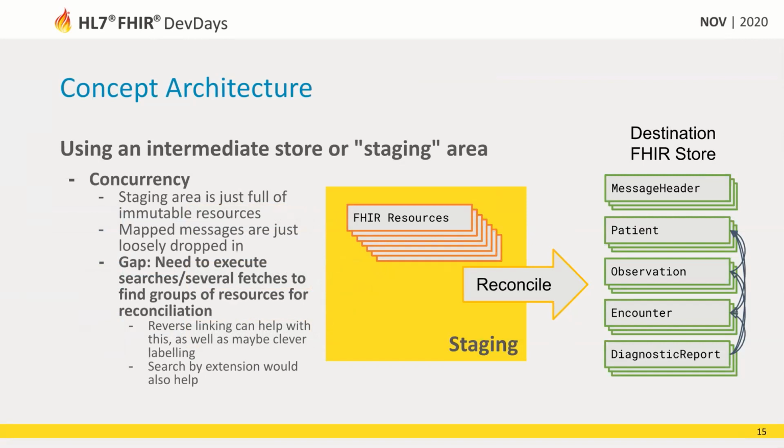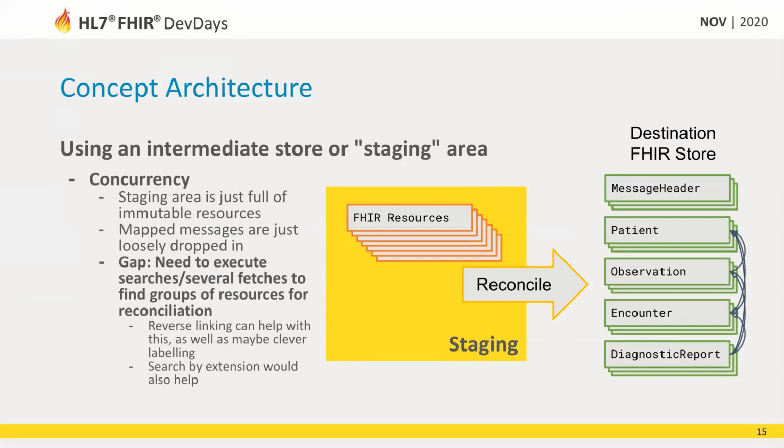The problem here is to get the resources that are in this staging area, or rather get all the relevant resources you need for a single reconciliation operation. So if I just got my ORU message, I want to get my observations, my patients, encounters, diagnostic reports, all relevant to that message and all the messages that touched on those resources before it. And that's going to be a little bit tricky with just simple FHIR search.